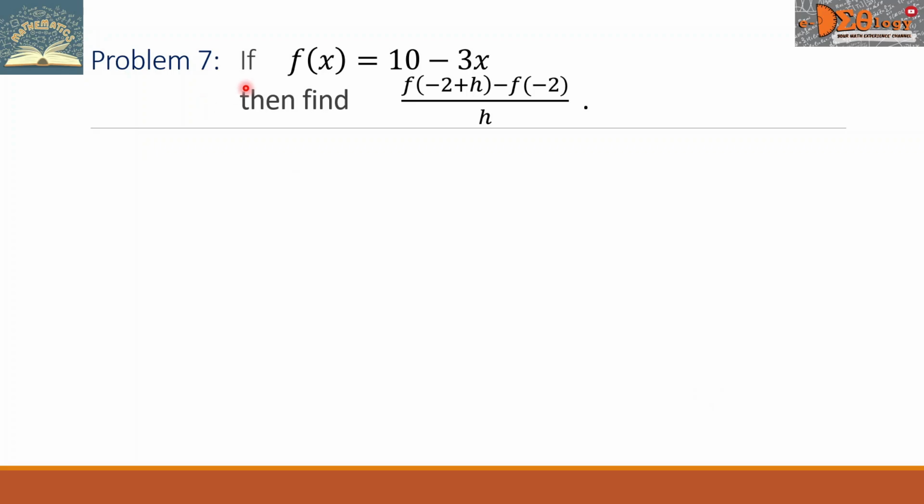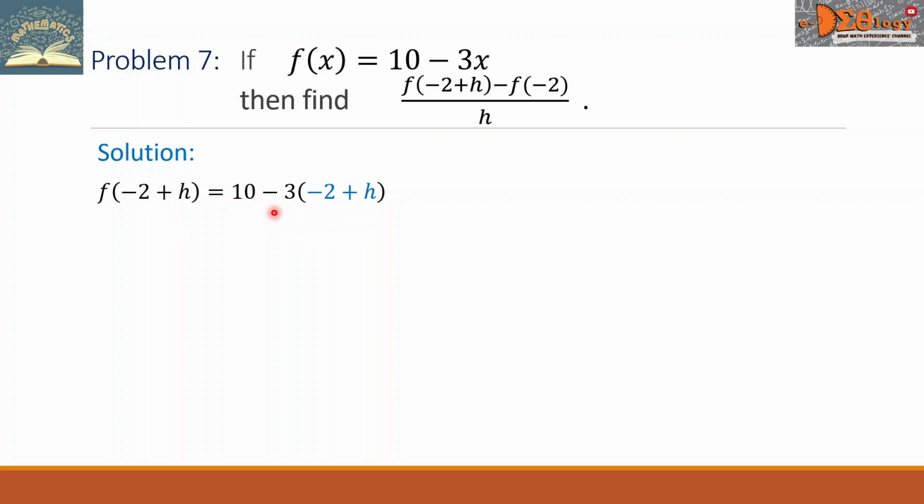Problem 7. If f of x equals 10 minus 3x, then find f of negative 2 plus h minus f of negative 2 all over h. Let's begin with evaluating this f of negative 2 plus h. Here it is. And this is equal to this 10 minus the 3x. We change x by negative 2 plus h.